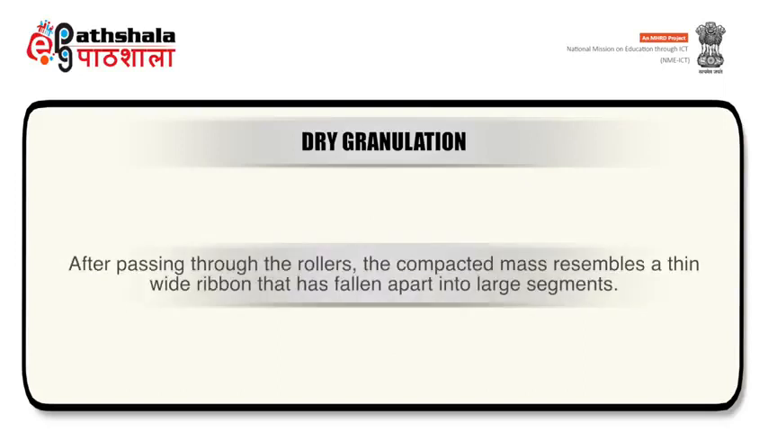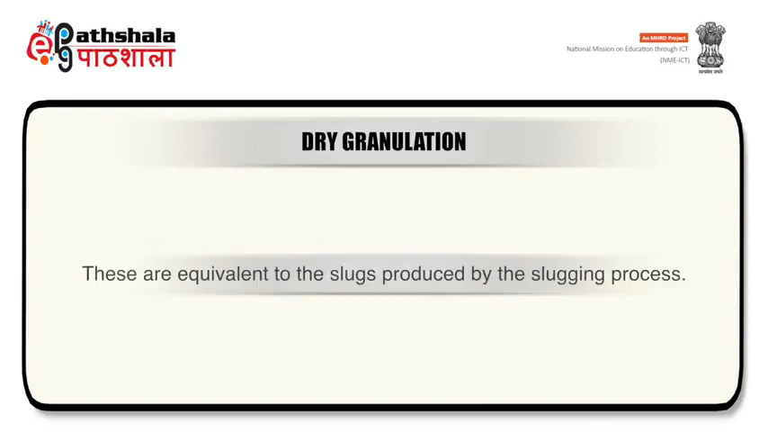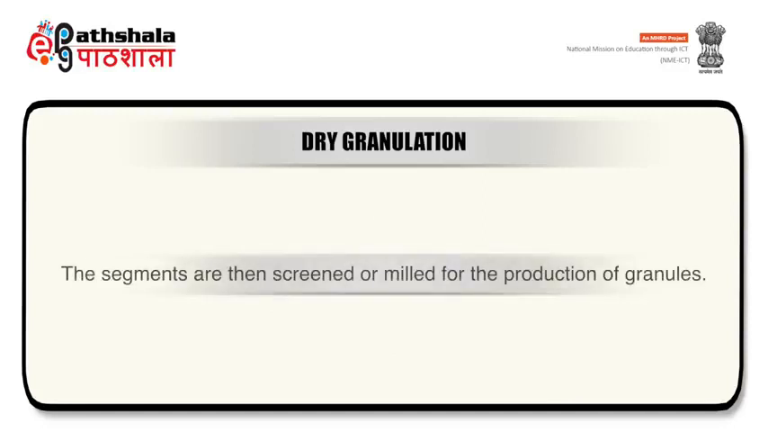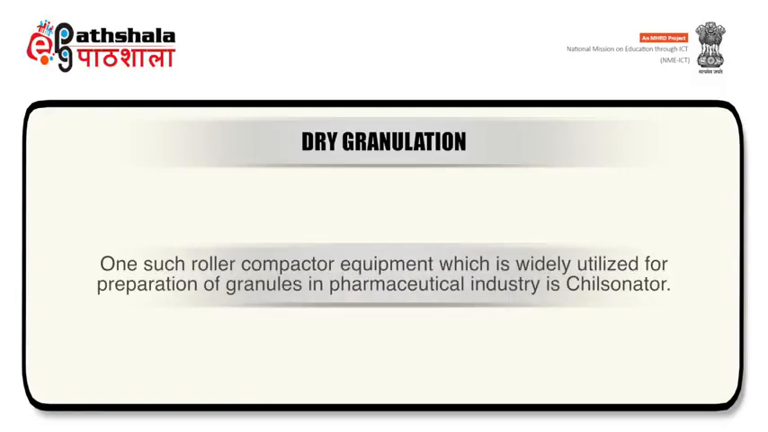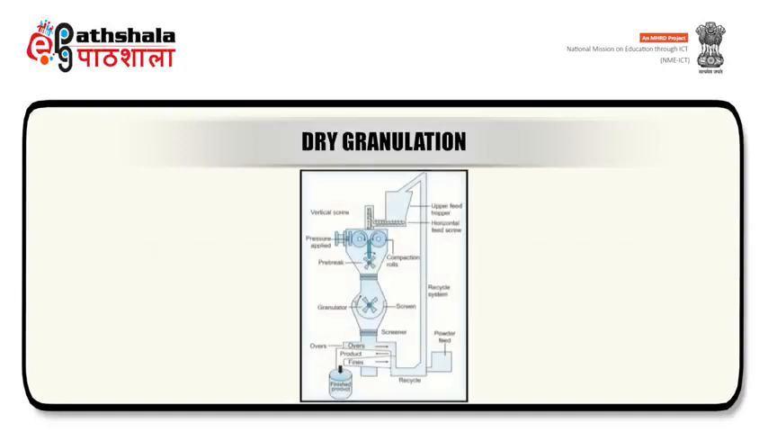After passing through the rollers, the compacted mass resembles a thin wide ribbon that has fallen apart into large segments. These are equivalent to the slugs produced by the slugging process. The segments are then screened or milled for the production of granules. One such roller compactor widely used for preparation of granules in the pharmaceutical industry is the Chilsonator, which is also shown with the help of a schematic diagram.